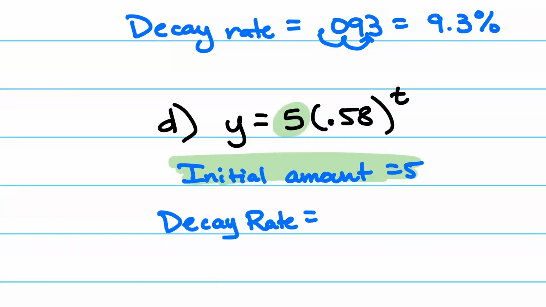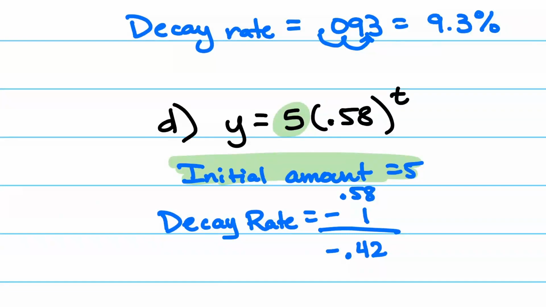And what I did last time was I took my number, which is 0.58, and I need to get rid of the 1. Now, if you type this in your calculator, 0.58 minus 1, what you end up with is negative 0.42. And that negative is there because, again, it's decaying. It's going down. That negative is like literally screaming at you, hey, this is going down. Okay? So my decay rate is negative 0.42.